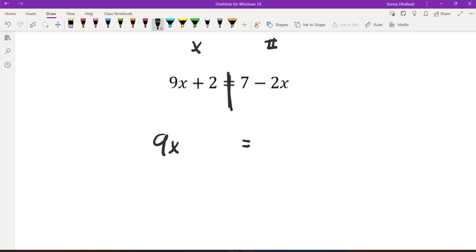Next number, 2. Does it stay or go? Go. I'm going to cross it off. How does it look like on the other side? Minus 2. It's plus 2, minus 2 on the other side. Okay, reading from left to right. 7. Does that stay on that side or go? Stay. So that's a positive 7. So I'm going to write down a plus 7.